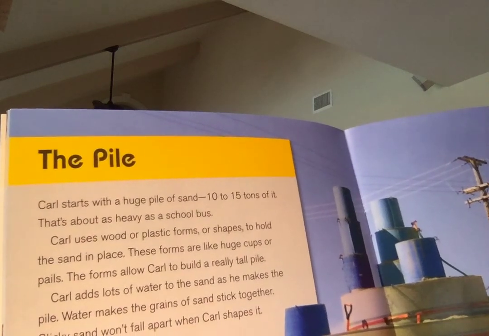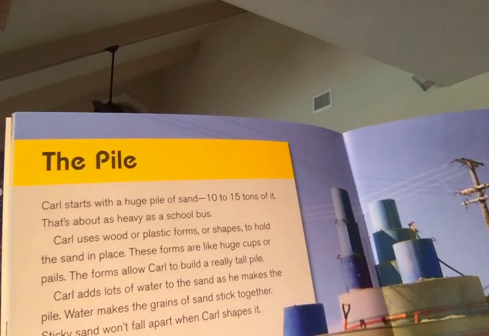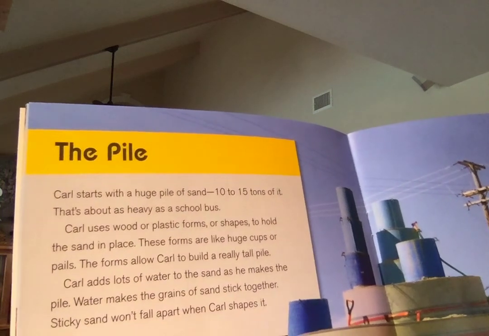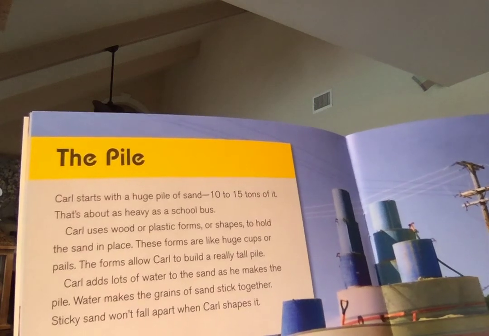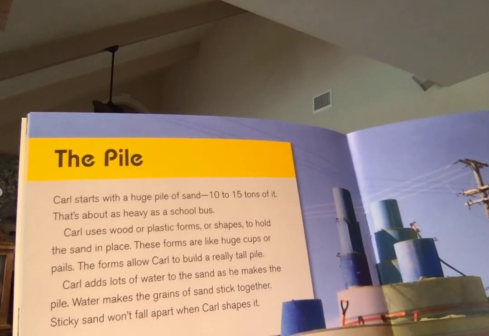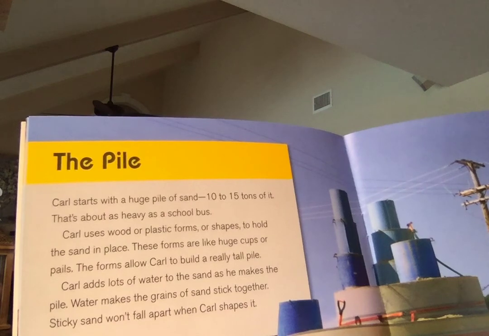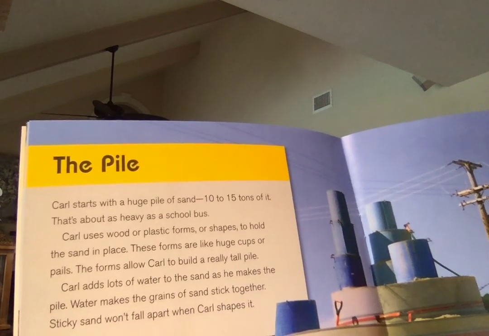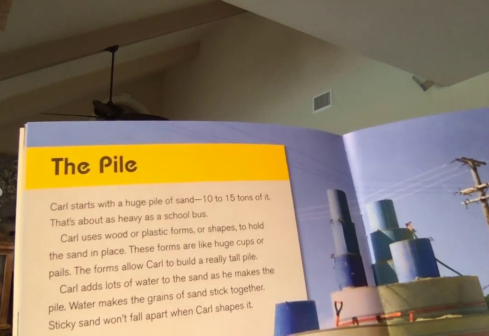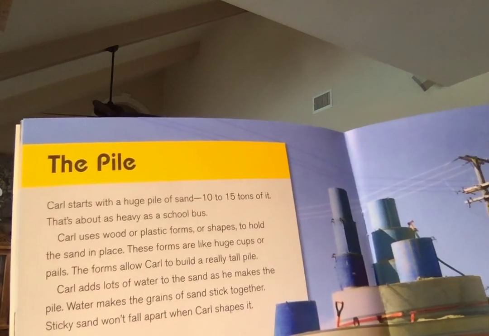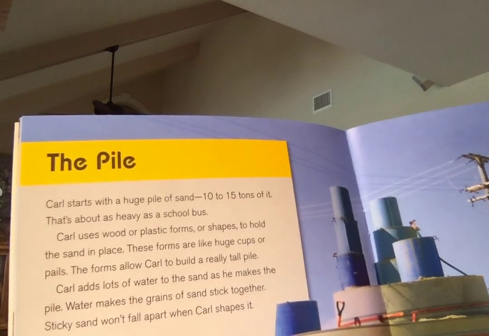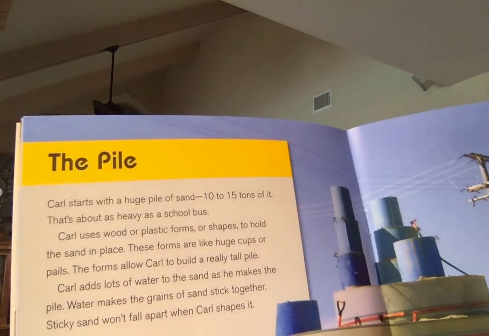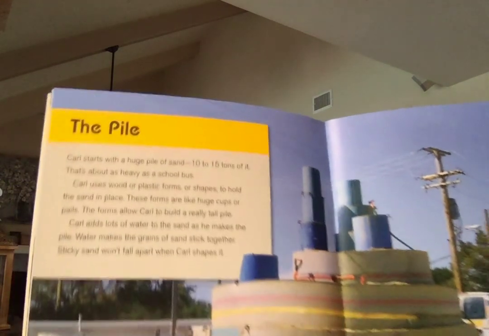Carl starts with a huge pile of sand, 10 to 15 tons of it. That's about as heavy as a school bus. Carl uses wood or plastic forms or shapes to hold the sand in place. These forms are like huge cups or pails. The forms allow Carl to build a really tall pile. Carl adds lots of water to the sand as he makes the pile. Water makes the grains of sand stick together. Sticky sand won't fall apart when Carl shapes it.